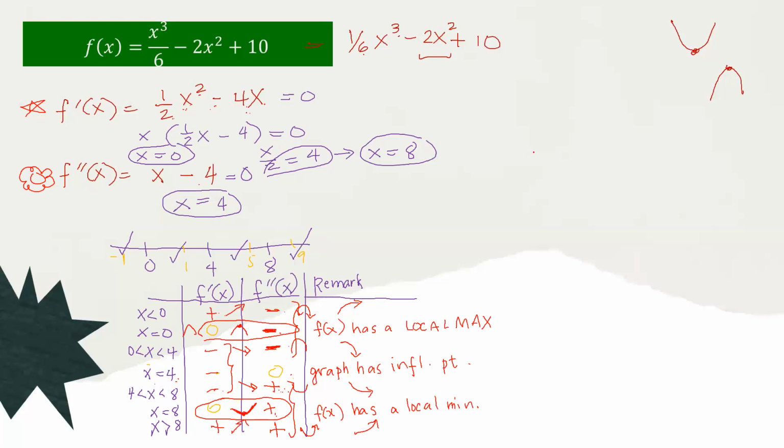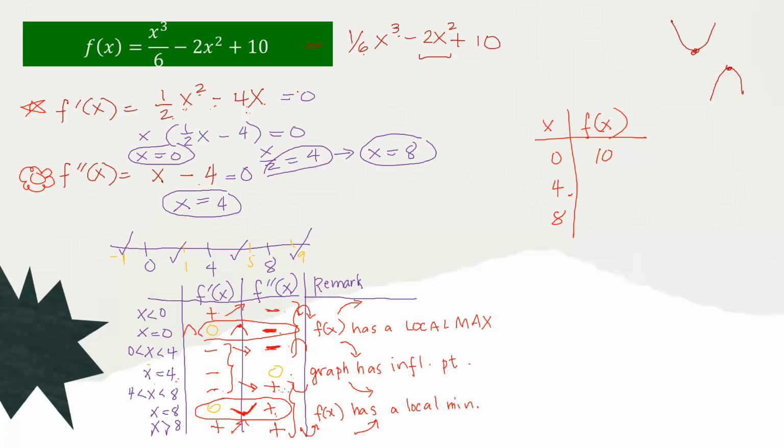Yan. Tapos gawa tayo ng table of values for the critical points. Kay x equals 0, 4, and 8. This time, ang kailangan natin yung f of x. Yung original function na, wag na po yung derivative. Kasi ipa-plot natin. Kailangan natin i-plot yung mga points. Diba? Yan yung mga ordered pairs na magre-represent. When x equals 0, that would be 0 minus 0 plus 10. So this is 10.